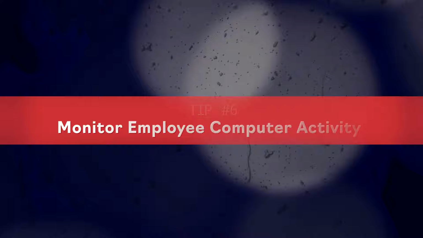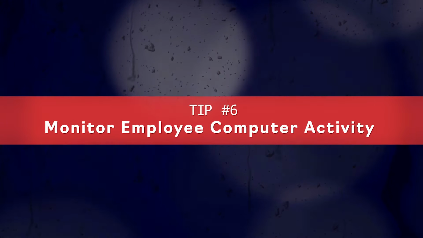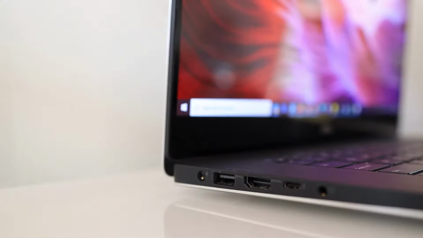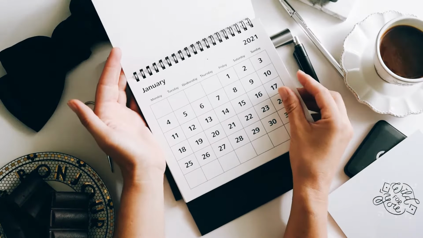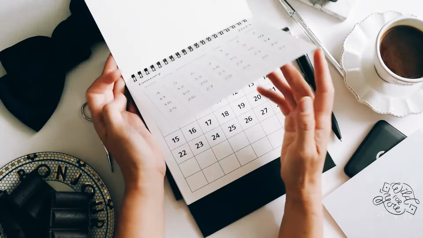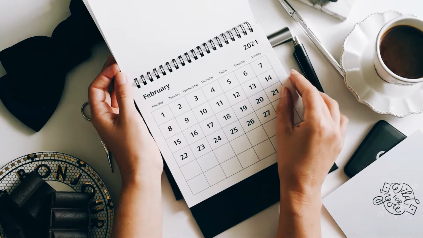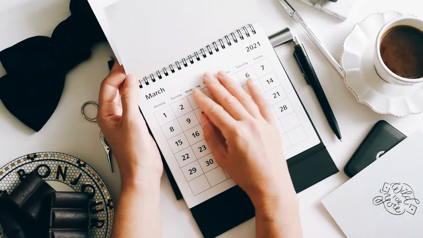Number 6, monitor employee computer activity. Employee monitoring is critical for detecting incidents of data theft. It's particularly crucial during the 90-day period before an employee's departure, as this is the period where the data theft is most likely to occur.